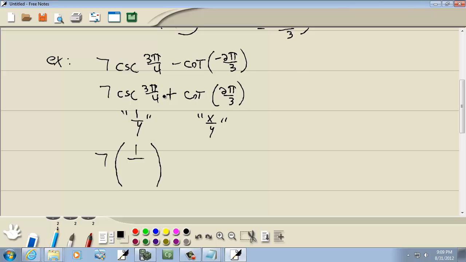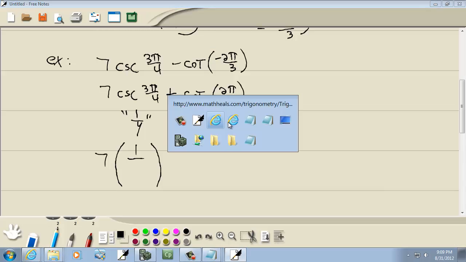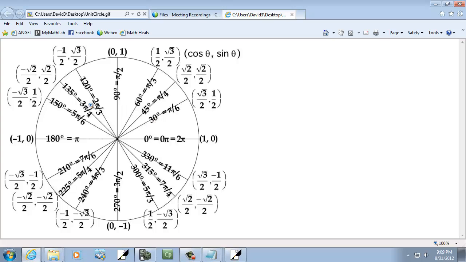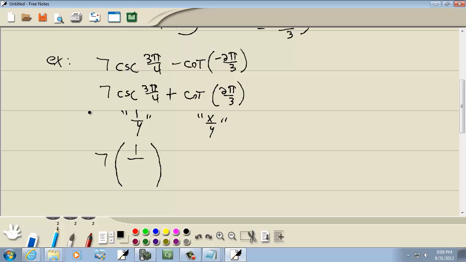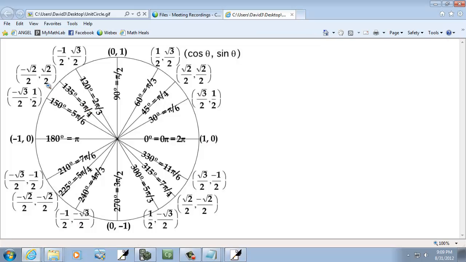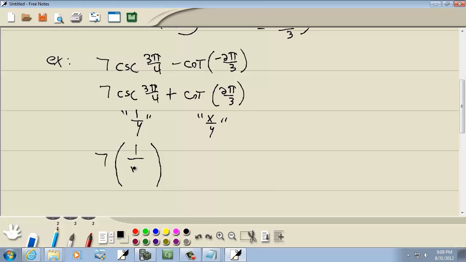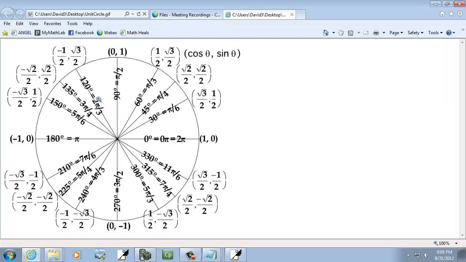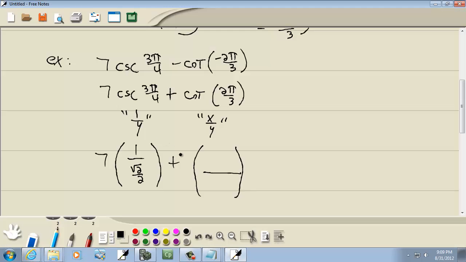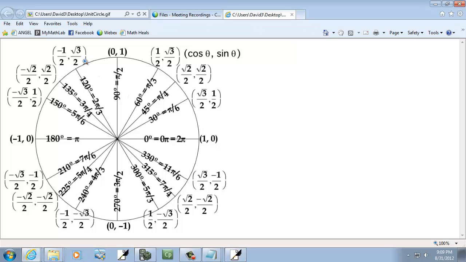Here's 3 pi over 4. So I'll come over to 3 pi over 4. We're looking at y. Y is square root of 2 over 2. Plus. And we're going to go look at 2 pi over 3, and we're going to find the x and the y. So here I am, 2 pi over 3. Here's my x, which is negative 1/2. And my y, which is square root of 3 over 2.